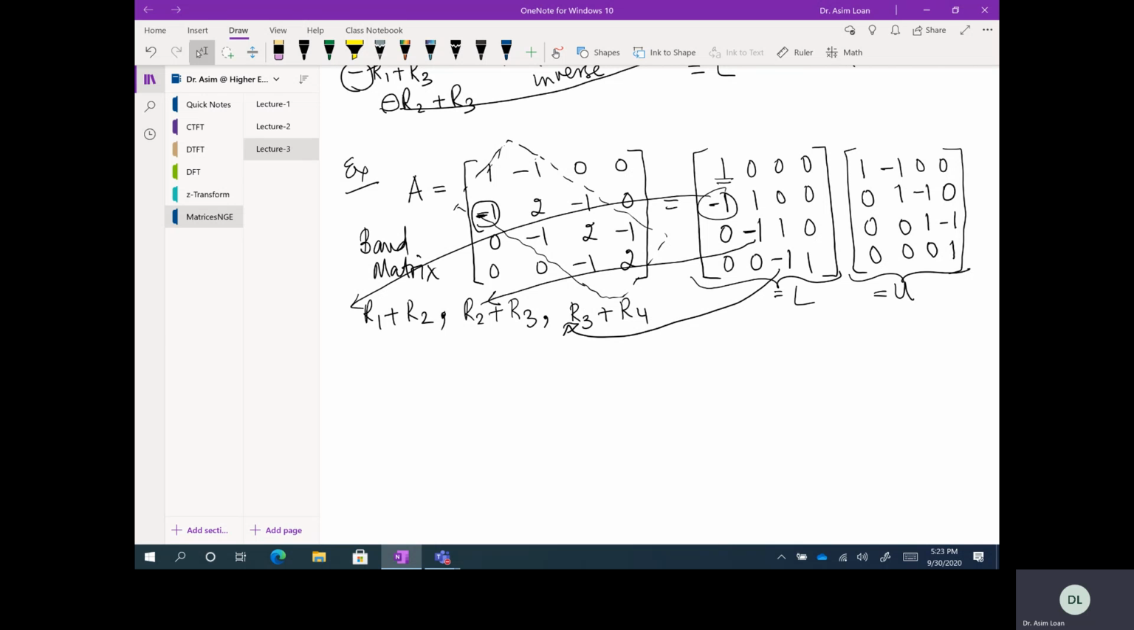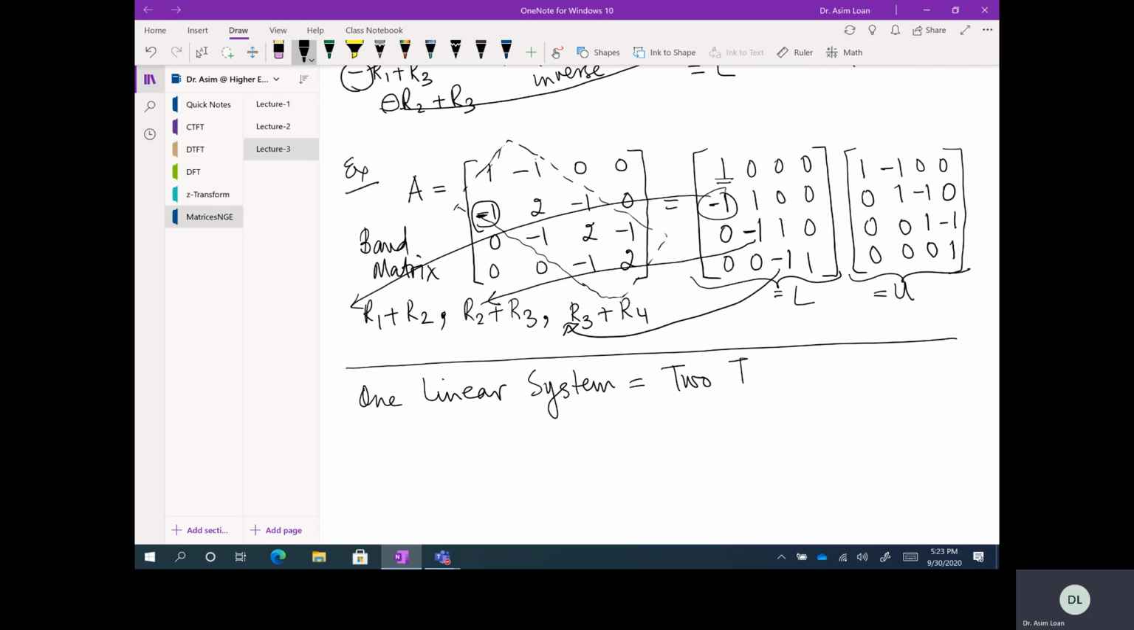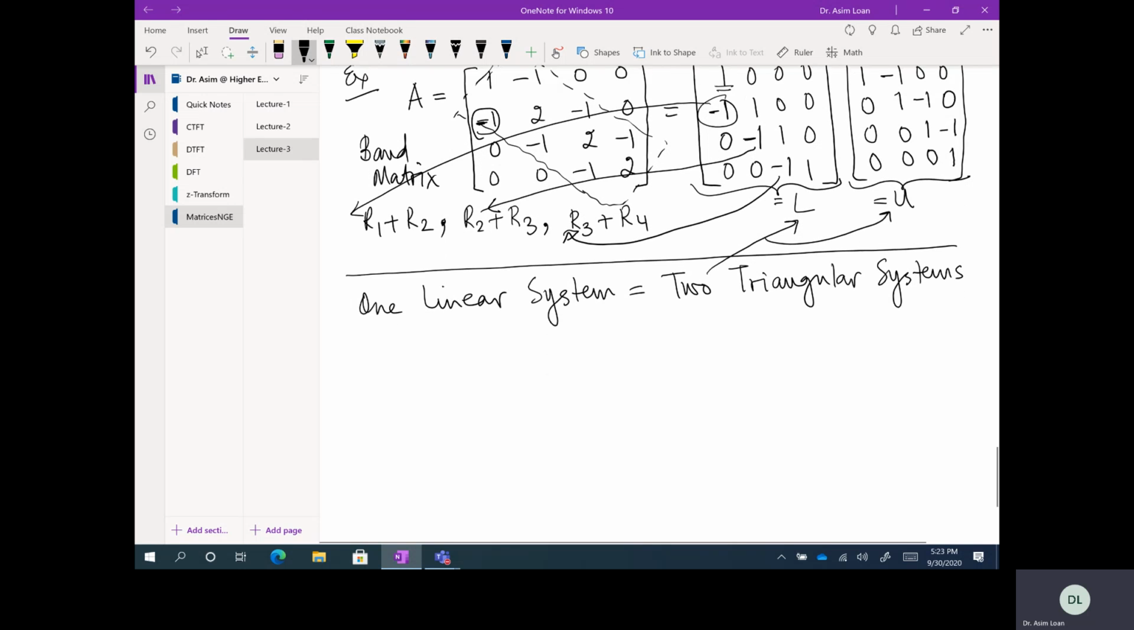If you look at this equation, we actually have one linear system, but two triangular systems. One is lower triangular and the other is upper triangular, L and U. And we can easily solve this example.